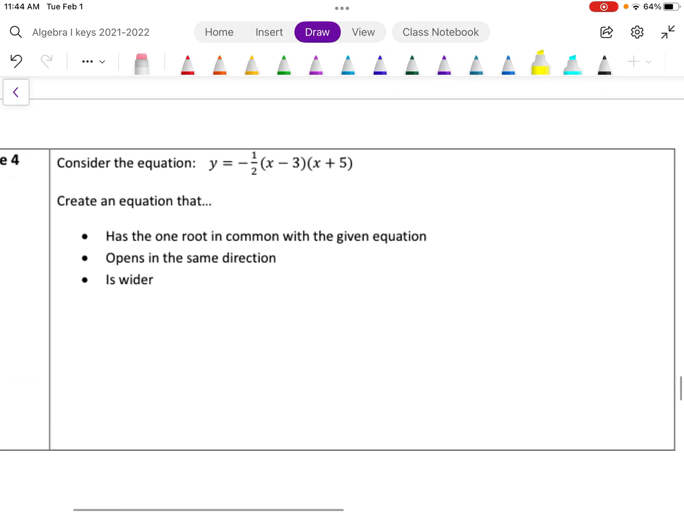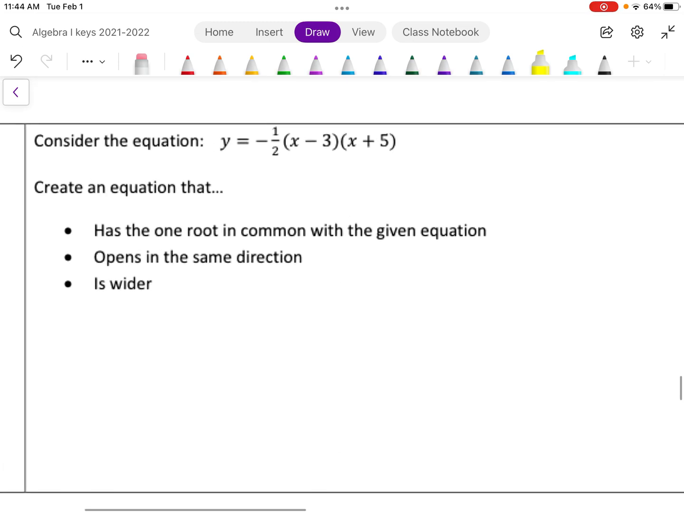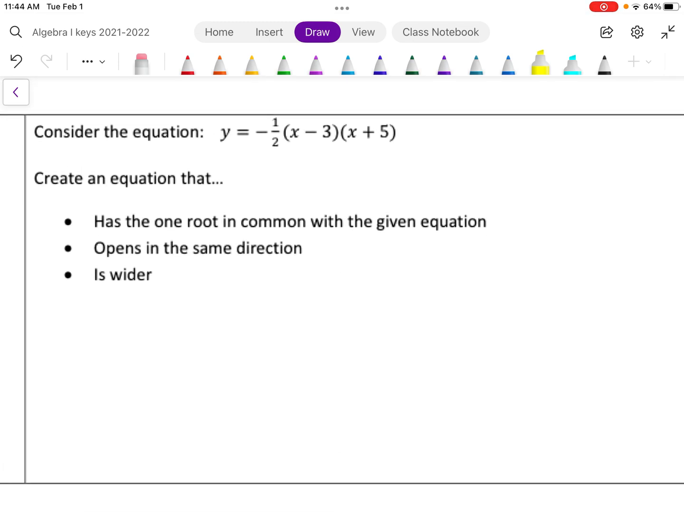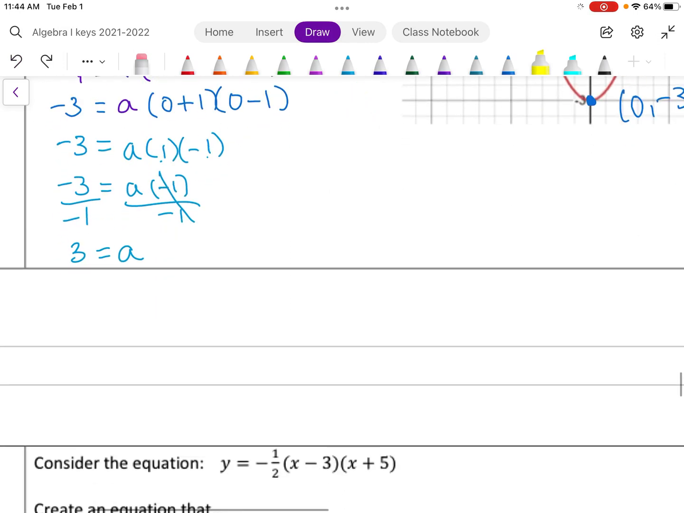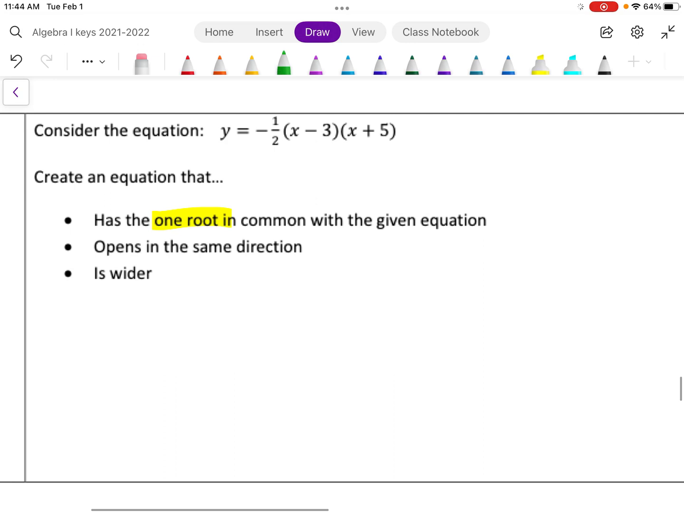Last but not least, example 4, we want to consider the equation y equals negative half times (x - 3) times (x + 5). And we want to create an equation that has one root in common, opens the same direction, and is wider. So if it has exactly one root in common, I meant to highlight that. One root in common, that means we can use x minus 3 or x plus 5. It doesn't matter which one we pick. So we're going to use one of them, and then we're going to make up anything else for the other one. Doesn't matter what we make up, it can be whatever we want.